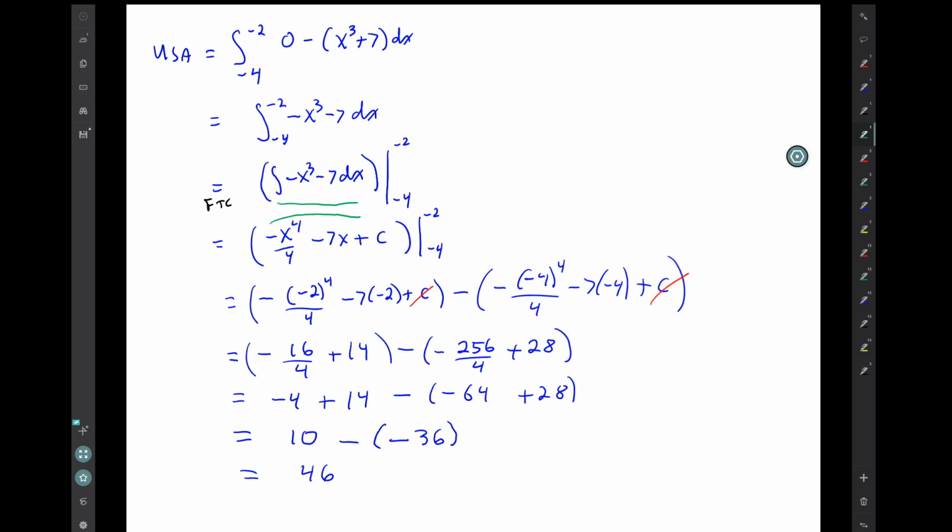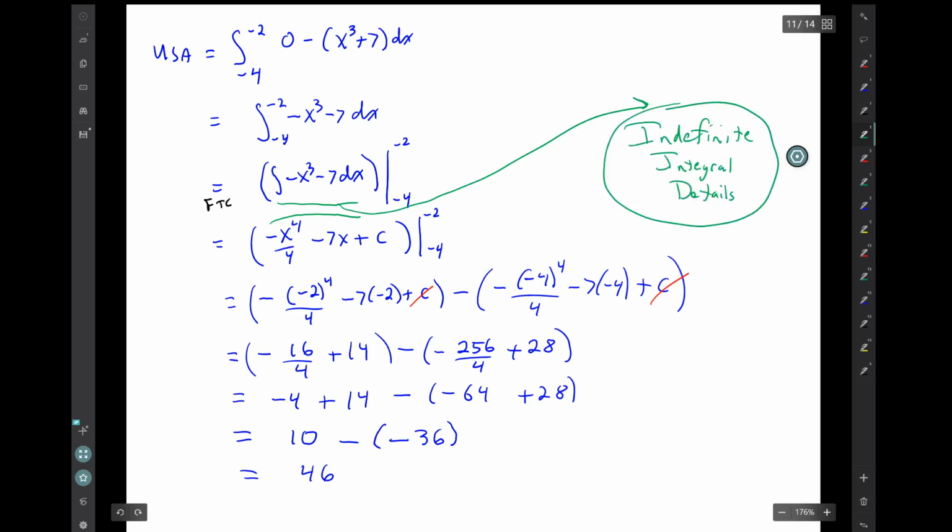If you find that you still need to, certainly break this off to the side, do the indefinite integral details off to the side, and bring them back in. Certainly if that kind of organization helps. But for this problem, I just decided to do it right in line.